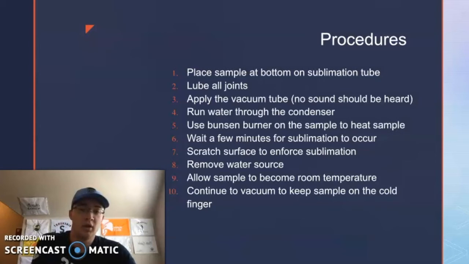The procedure for running a sublimation begins with placing the sample at the bottom of the sublimation tube. Lube all joints, apply the vacuum so that no sound should be heard, run the water through the condenser, and use a Bunsen burner or any heat source in order to heat the sample. Wait a few minutes for the sublimation to occur. If needed, you can scratch the surface to enforce the sublimation. Remove the water source, allow the sample to become room temperature, and continue to vacuum so that the sample can stay on the cold finger.